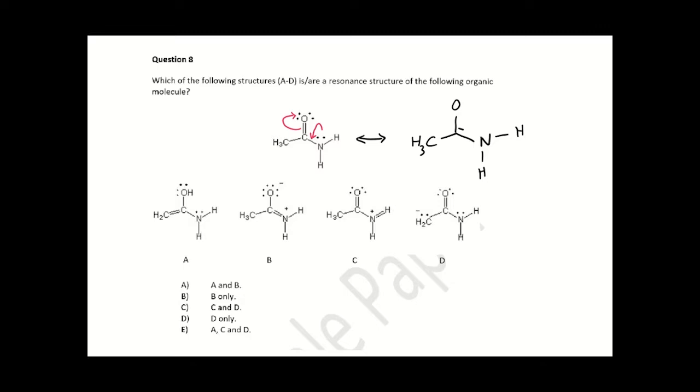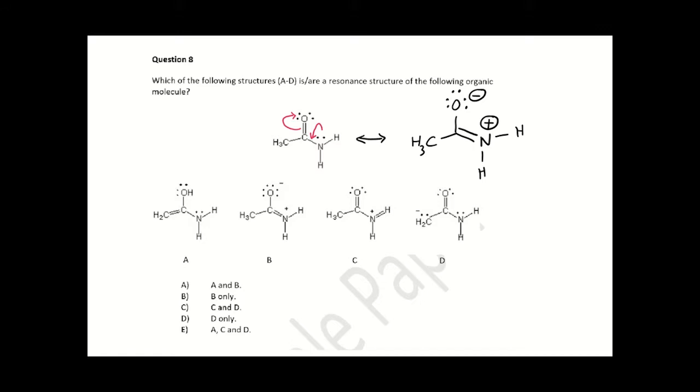So I'll have a double bond now between the nitrogen and the carbon. I'll have a positive charge on the nitrogen. And on the oxygen, I already have two lone pairs. I've then added two electrons from the movement of electrons onto the oxygen. There's now a negative charge on the oxygen. So this is the correct resonance structure that I would expect from this molecule.